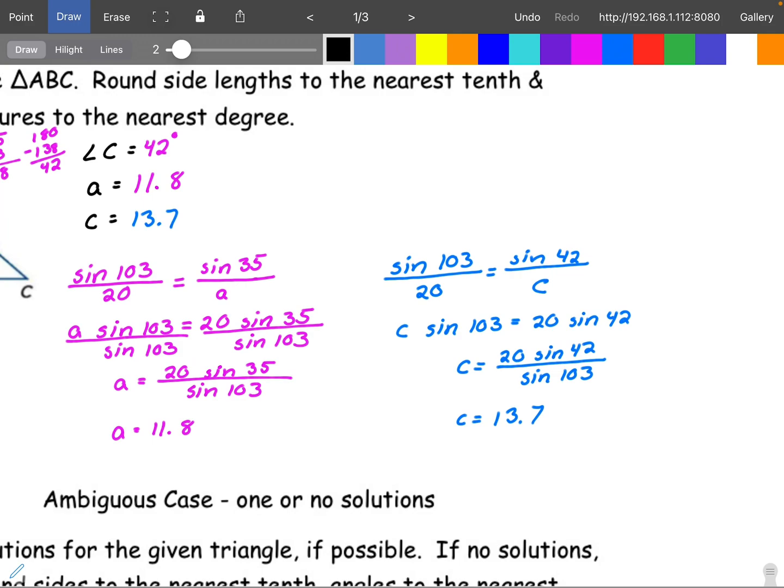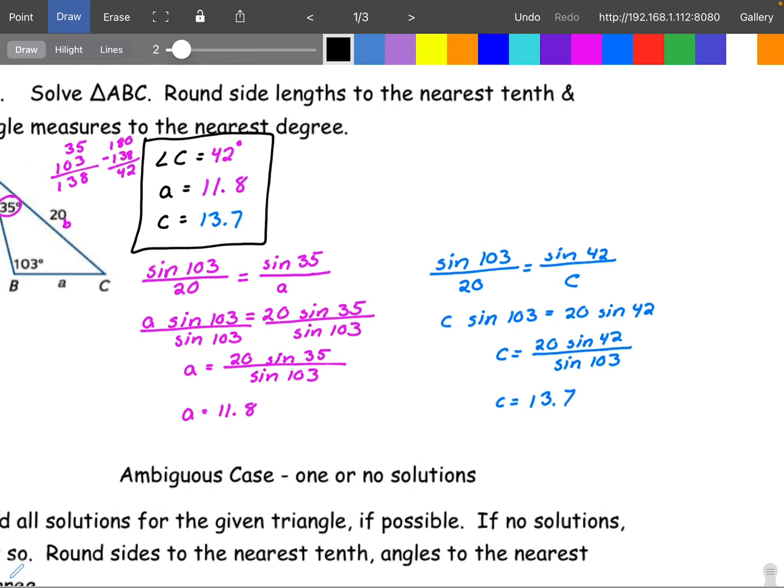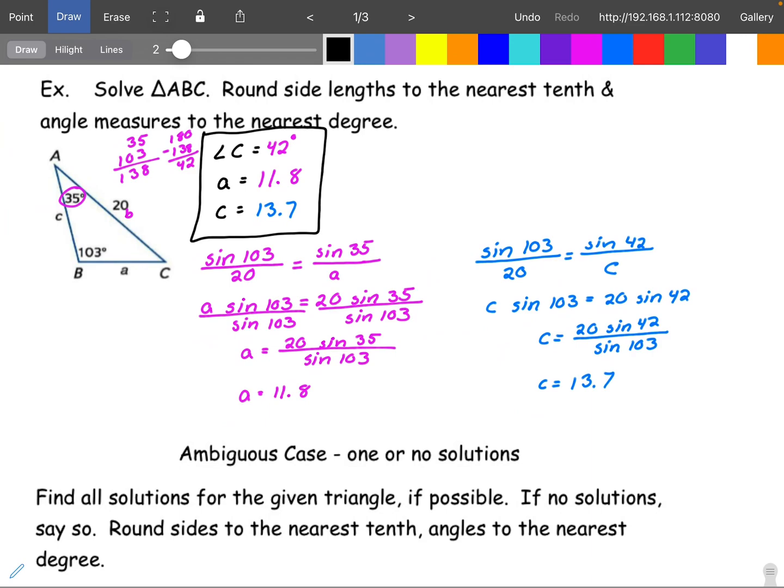And so now that I have everything found that I had in my list, I know that I'm done. And so then that's my triangle all solved. So it's basically just setting up proportions, not that difficult.